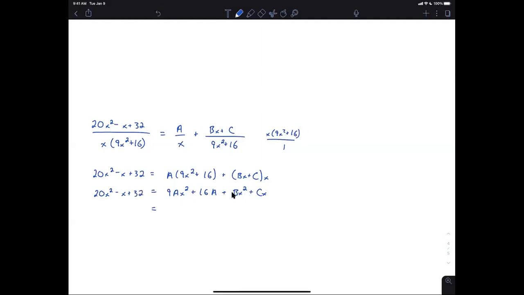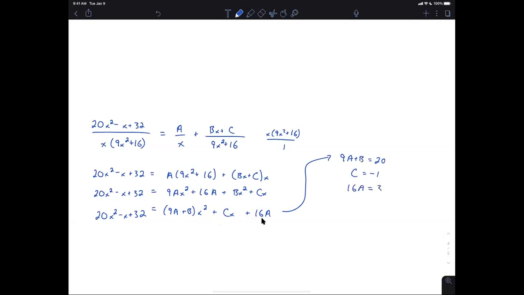Now we're going to combine like terms, and remember that x is the variable. So you get all the x squareds together first. So we get 9a plus b times x squared. We get all the x's, but that's just cx. And we get all the constants, but that's just 16a. Now the polynomial on the left has to be the same as the polynomial on the right. So over here we have to have 20x squared minus x plus 32. So 9a plus b has to equal 20. C has to equal -1, and 16a has to equal 32. Does everybody follow that?